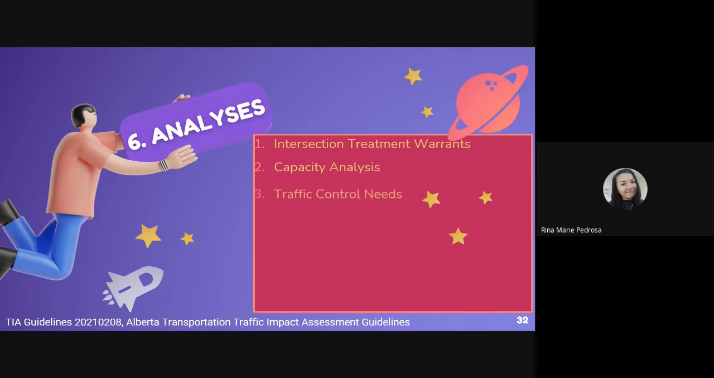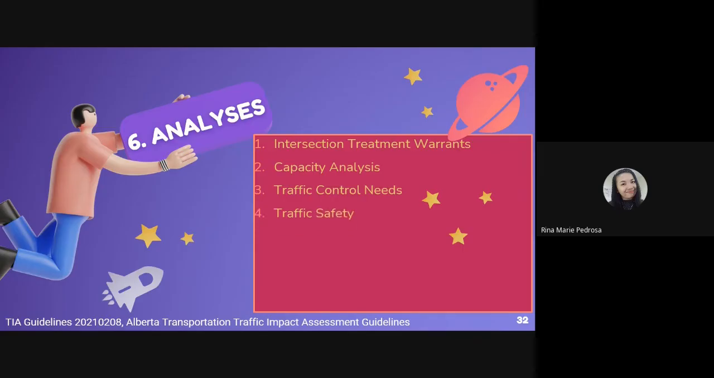Next will be the traffic control needs. So the TIA should identify, discuss, and describe the need for the recommended traffic control treatments as they relate to the proposed development. This includes identifying the appropriate type and location of the required traffic control, for example, stop control or traffic signal control. And this is to recommend intersection or interchange type, for example, roundabout, diamond interchange, other alternative treatment types, etc. So that's the traffic control needs.